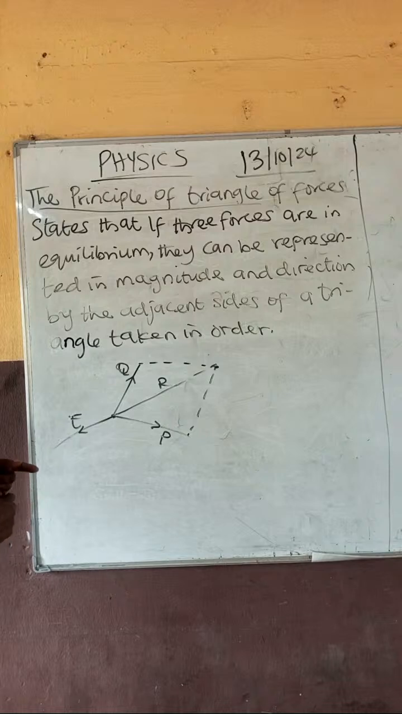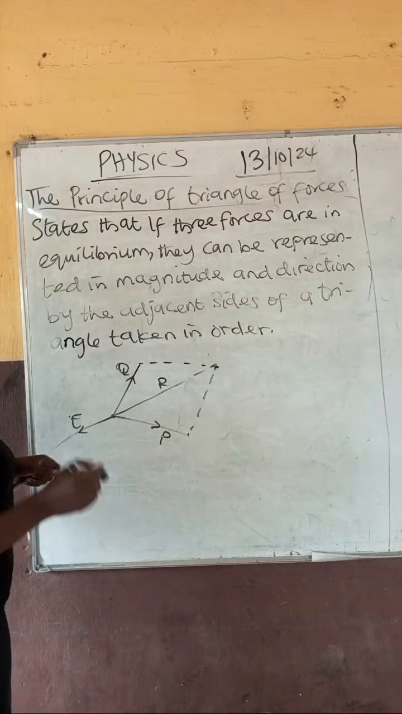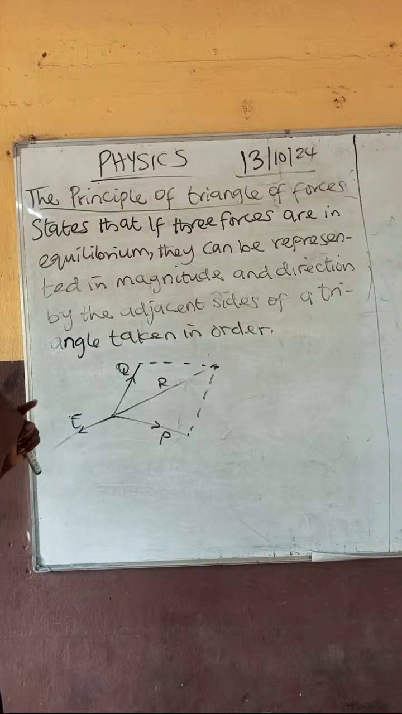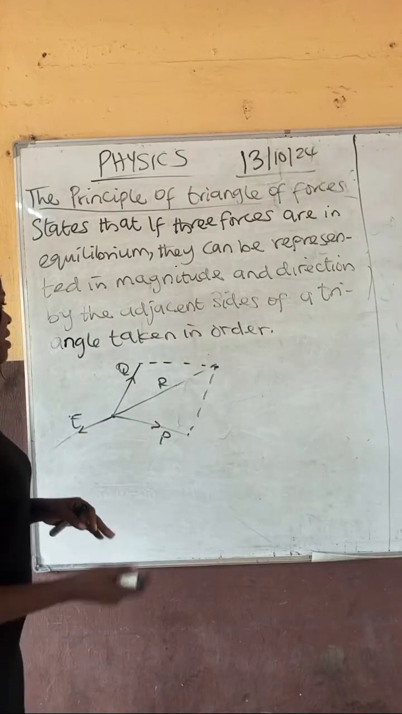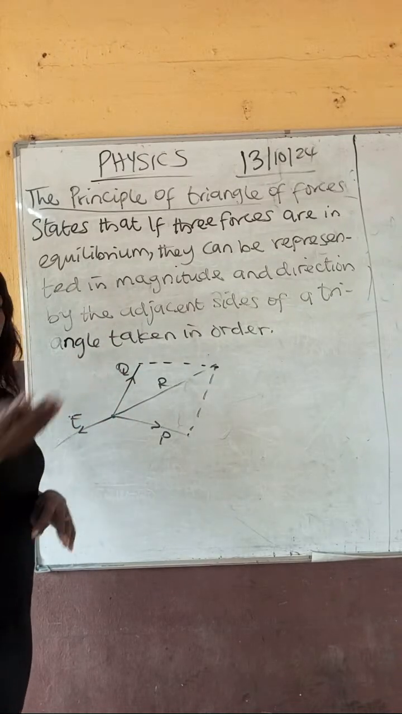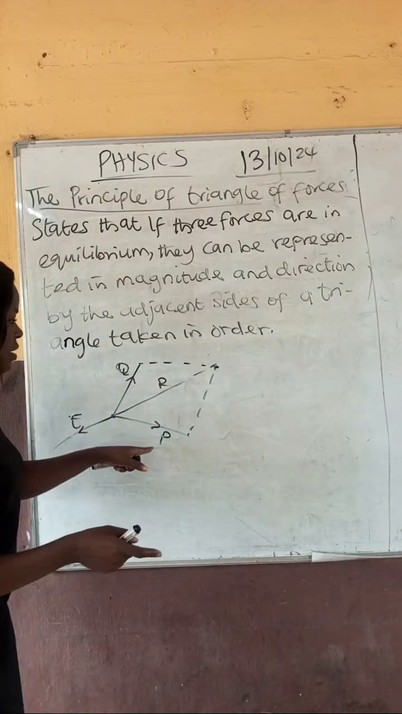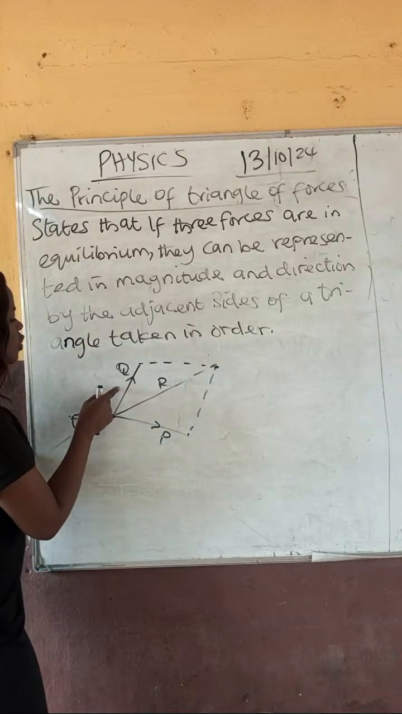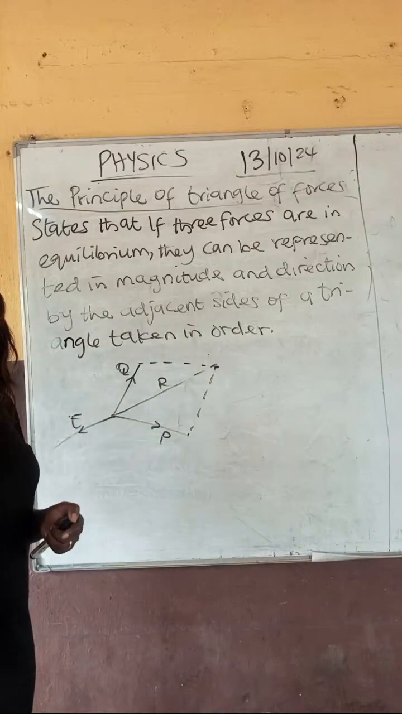So let's state it again. The principle of triangle of forces states that if three forces are in equilibrium, they can be represented in magnitude and direction. So the three forces they are talking about are Q, P, and E, and they are in equilibrium, right? They can be represented in magnitude and direction by the adjacent sides of a triangle taken in order. So the word taken in order means we are going to use them one after the other. Any direction that P is going, that is the direction you are going to follow for vector P. Any direction that Q is going, that is the direction you are going to follow for vector Q. Any direction that E is going, that is the direction you are going to follow for vector E.